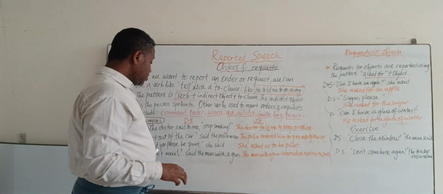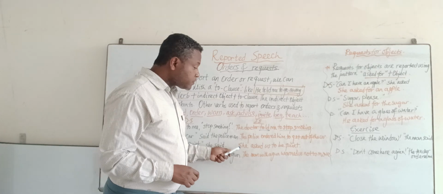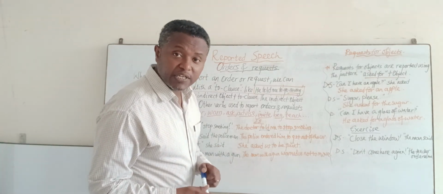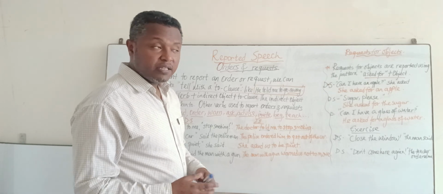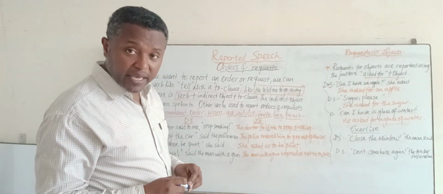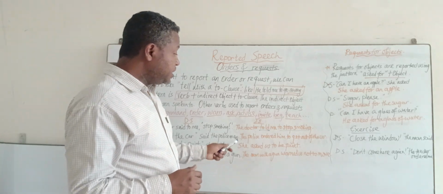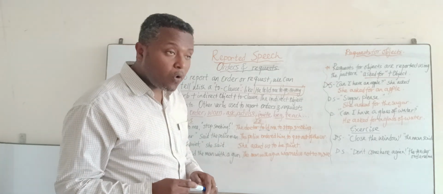And then the third one: could you please be quiet? So she asked us to be quiet. That is a polite request. Could you please be quiet? So she asked us to be quiet.